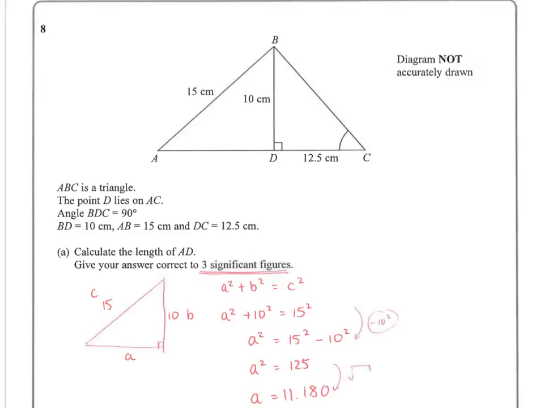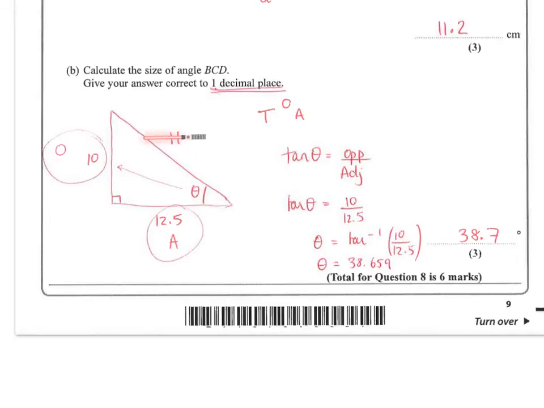In order to calculate the angle BCD, I need to think about this triangle here. So redrawing the triangle, length 10, 12.5, and the angle here that I want, BCD. Labelling this triangle, opposite the angle, the side I label as the opposite, adjacent between the angle and 90 degrees, hypotenuse always the longest length, which is opposite the 90 degrees. Circle what you know. You know this length 10, you know this length 12.5.